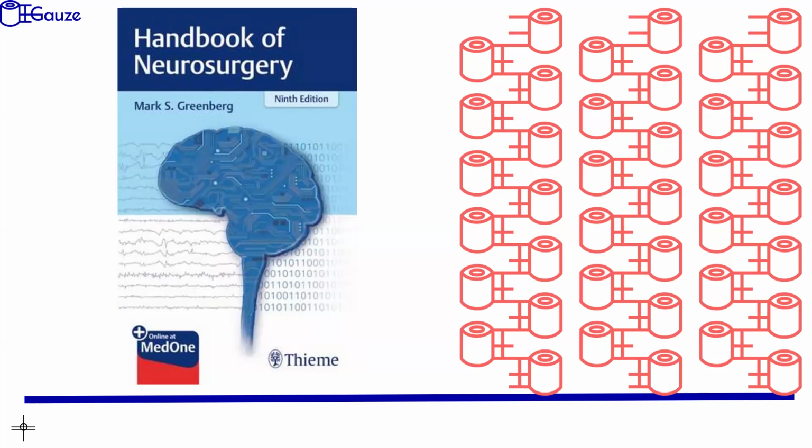Initial observation? What are the indications to go for surgery? Or radiosurgery, what are the indications for radiosurgery? And what are the outcomes? So you don't need to read from any other resources. Greenberg is enough.